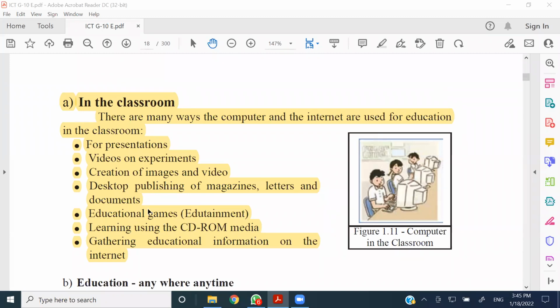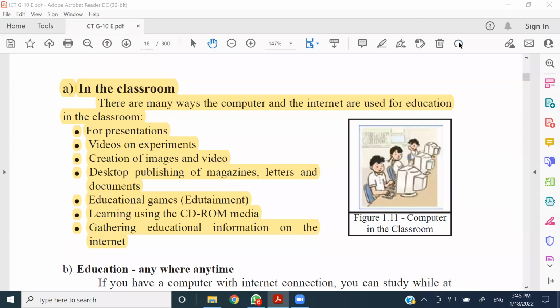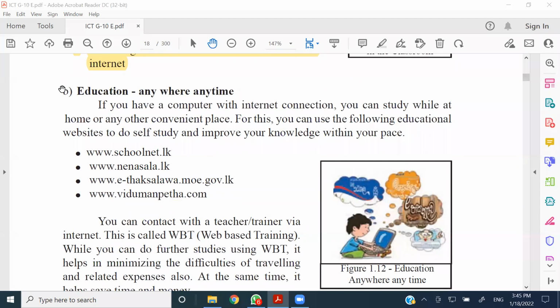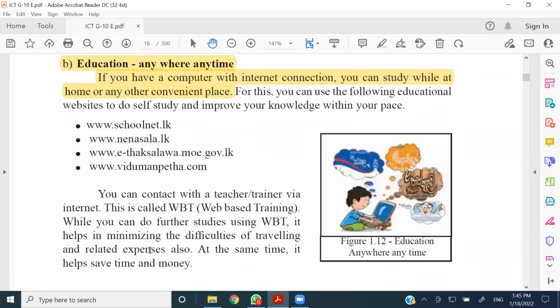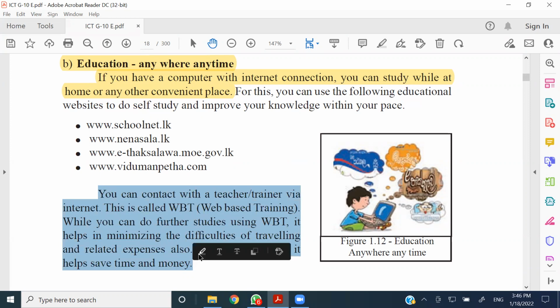Right, so we can move forward. So under simple B, education, anywhere, anytime, let's write it like this. Yeah, right, this has the first point under it. Yeah, as well as these points, people.